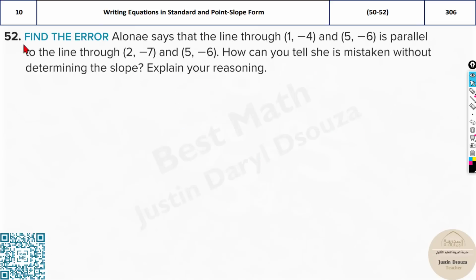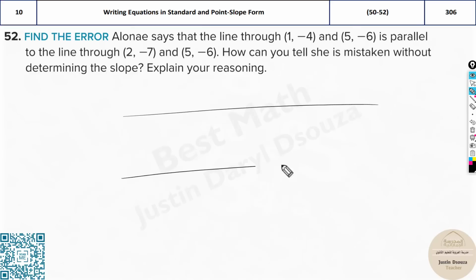Now what about this? Find the error. Alona says that the line through this particular point is parallel to the line going through these 2 points. How can you tell she is mistaken without determining the slope? Explain your reasoning. Okay, now you can see here, she's telling the lines are parallel.